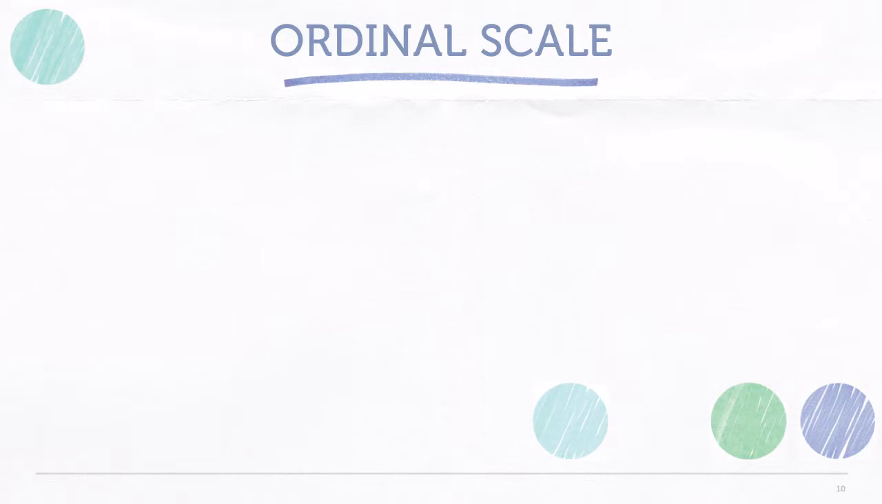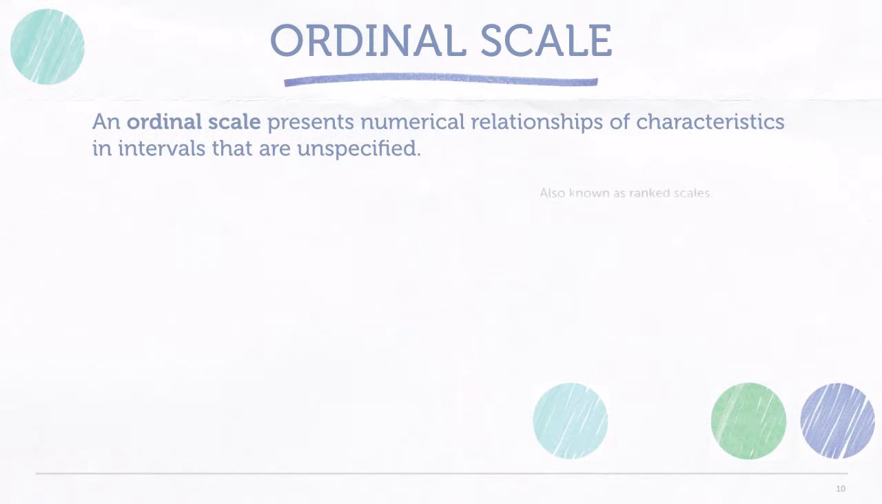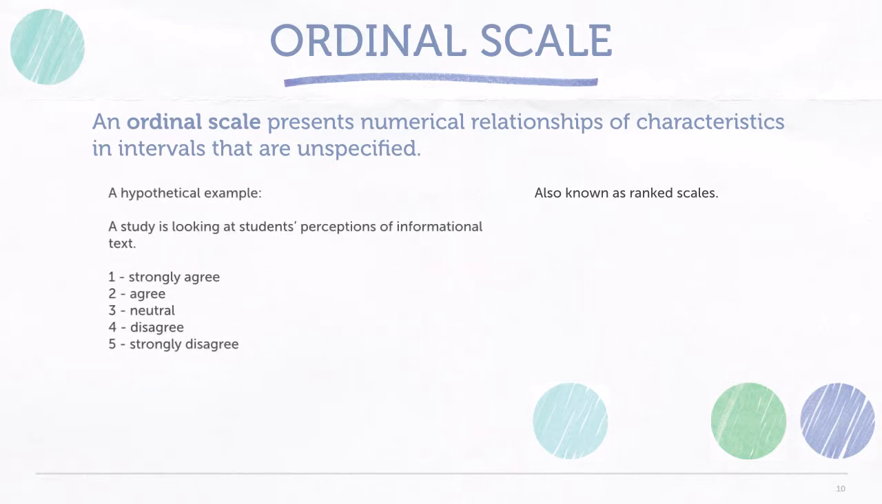Now, this slightly differs from an ordinal scale, in which an ordinal scale presents numerical relationships of characteristics at intervals that are unspecified. These are also known as ranked scales, and this is slightly above nominal scales, and we'll see that in a moment. So let's talk about a hypothetical example here as well.